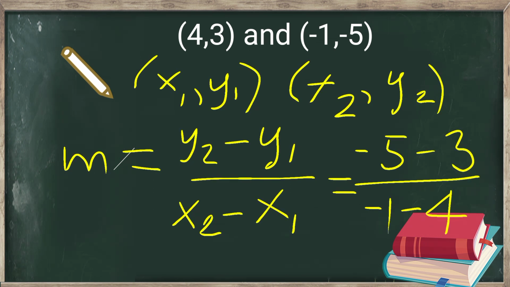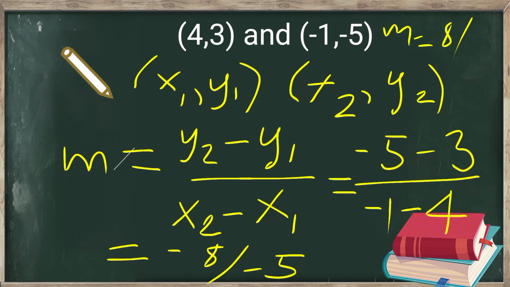Then simplify. So what is negative 5 minus 3? So that is negative 8 over, okay, let me put this one. Negative 1 minus 4 is negative 5. And then simplify further. Since they are both negative, we can simplify it as positive. Therefore, the slope here is 8 over 5. So let me rewrite here. The slope is 8 over 5. Okay, so that's how to find the slope of this first given.